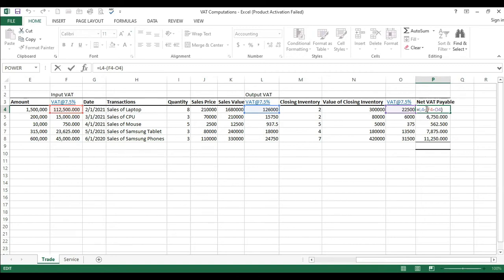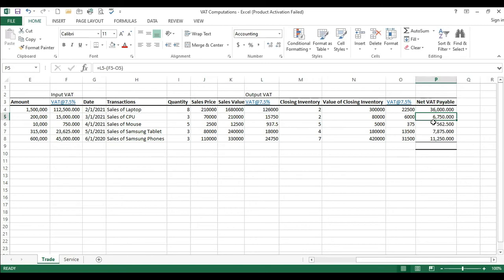That is input VAT minus VAT on closing inventory. Then the difference in what you're going to pay will now be the output VAT minus the difference between the input VAT and the VAT on the closing inventory. And this is 36,000. 36,000 is what I'm going to give the government. And that's how you're going to do that month by month.